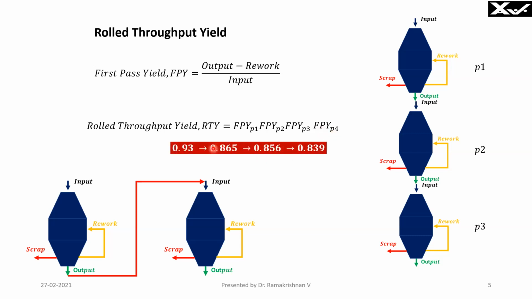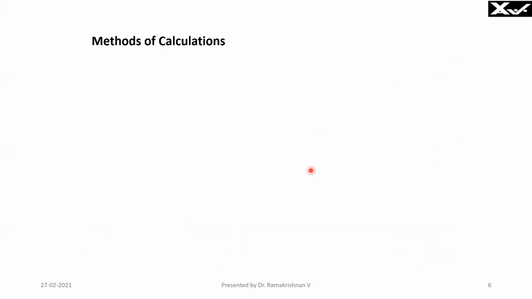Consider 0.93 is the first pass yield of process step 1. For step 2 also it is 0.93, then it becomes 0.865. Suppose step 3 is 0.99, then it becomes 0.856. And again, if it is 0.98 first pass yield for step 4, then if I multiply this, you will get 0.839. We will see the methods of calculation.